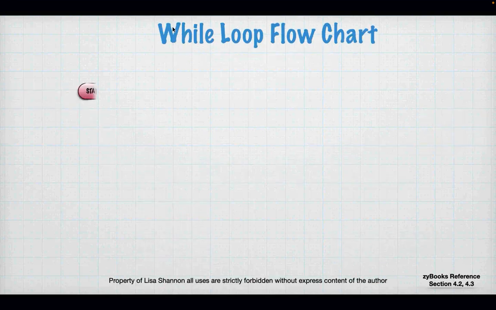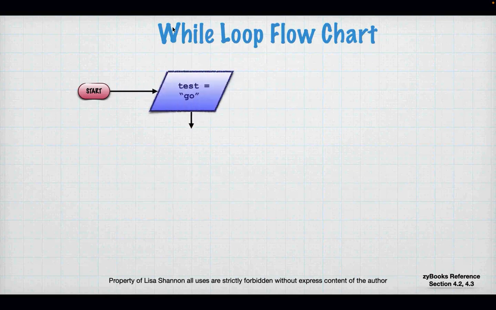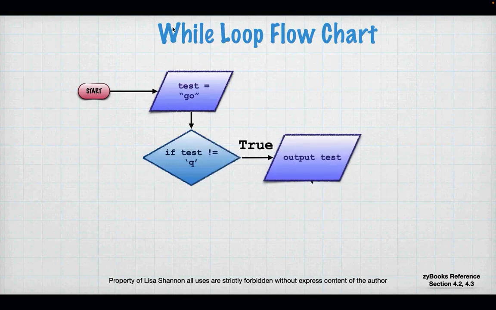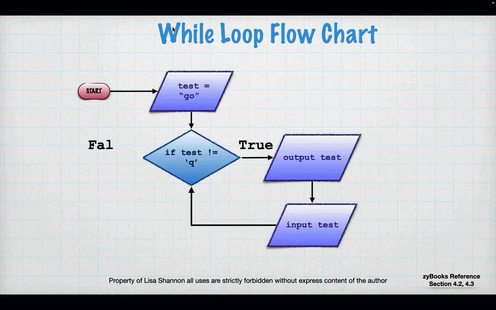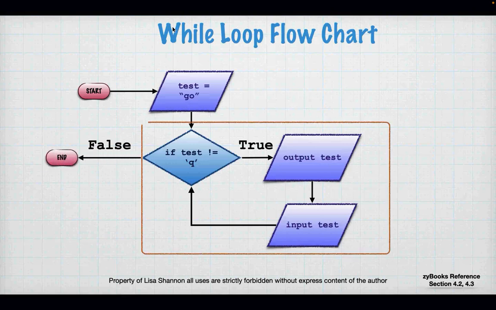So while loop flowchart. This is just to show you from a diagrammatic perspective what a loop looks like. So we're not going to spend a massive amount of time on this, but basically this is our code. Test is go. If test is not equal to Q, true or false. If it's true, we're going to output test, we're going to input test again, and then we're going to ask the question again.